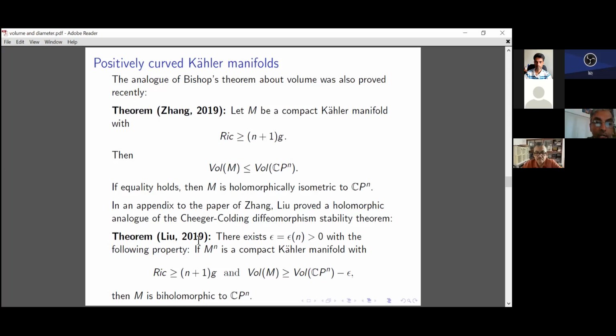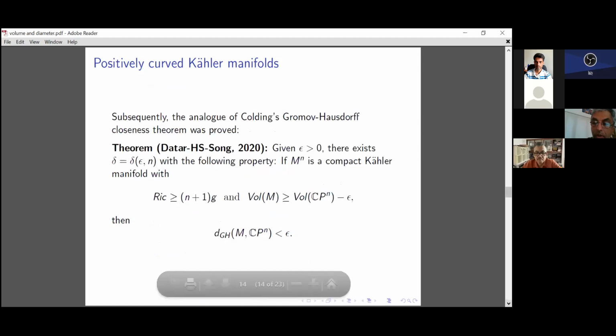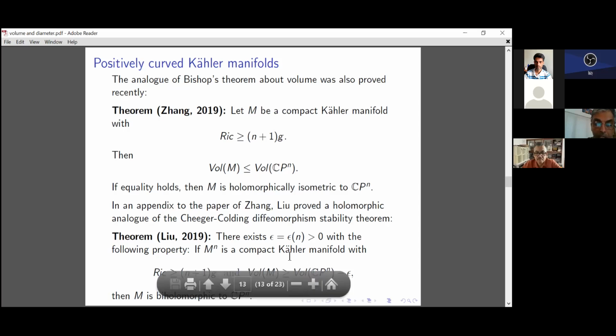The Cheeger-Colding stability theorem also generalizes here: if the volume is close enough to that of CPN, then M is actually, and here it's much stronger than the Cheeger-Colding theorem, biholomorphic to CPN, not just diffeomorphic.